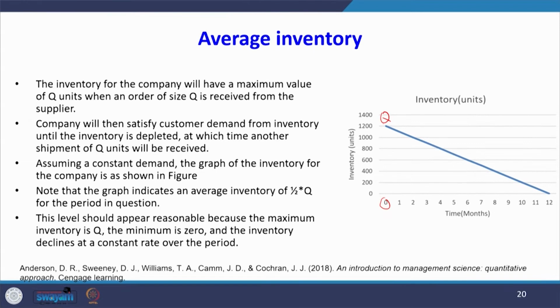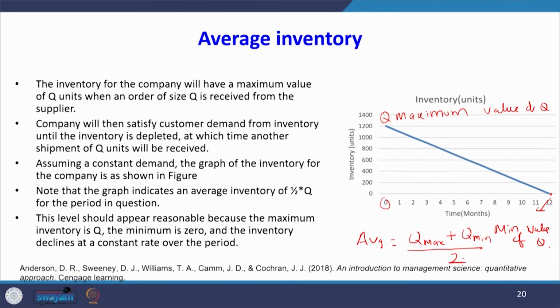Here we should know what the average inventory is. This is the maximum inventory, the maximum value of Q. Here this is the minimum value of Q. So, to find the average inventory: Q maximum plus Q minimum, divided by 2. That is the average value.